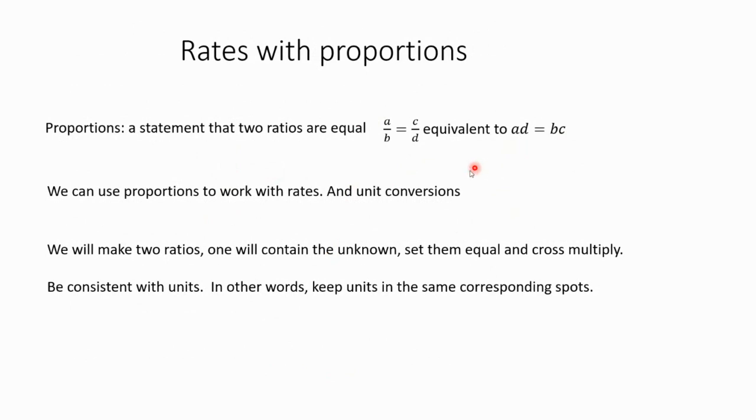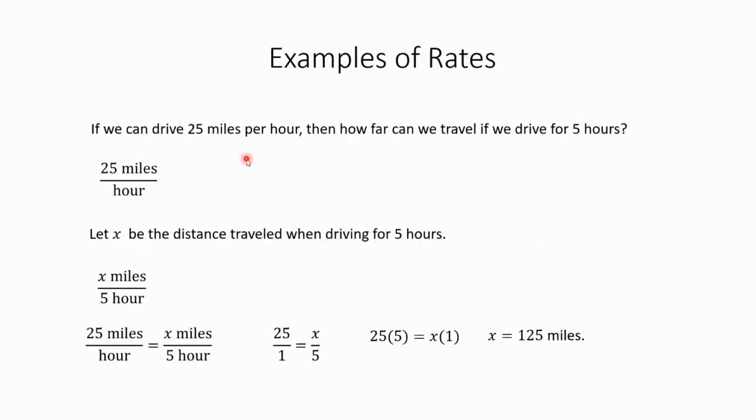What you do have to be careful about is you need the units to be consistent. In other words, units have to be in the same corresponding spots, as you'll see in the examples. You want units to be in the same corresponding spots. So let's say, for instance, we can drive 25 miles per hour. The question is, how far can we drive if we drive for 5 hours?